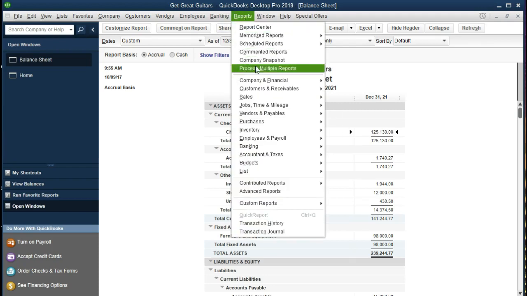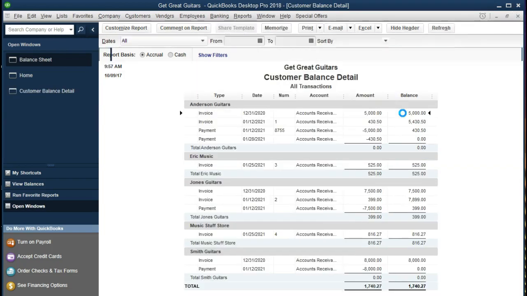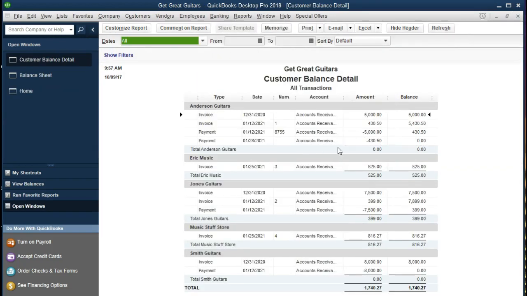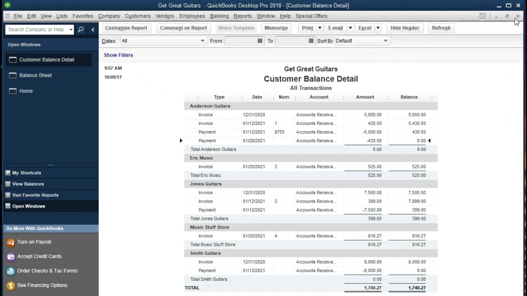Note we also have the other report affected. If we go to reports up top, if we go to customers and receivables, we know that the aging report or the customer balance detail is also going to be affected. We'll see by customer that Anderson now has paid us right there, no longer owing us. So we should be able to match these out within our customer payments. And it looks like this is the case so far, bringing the balance back down to 0. If we double click on that, we get back to our customer payment. Let's close that out and close this out.